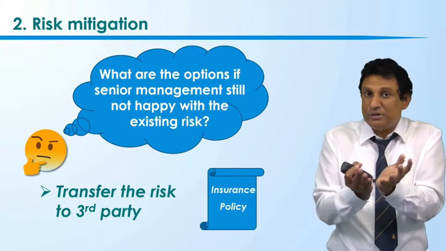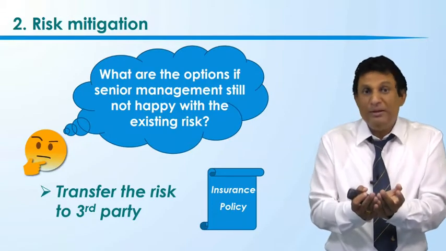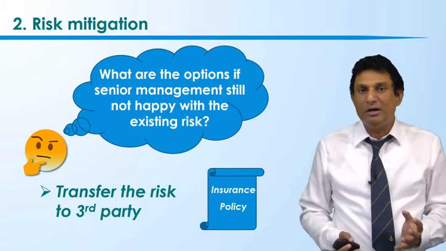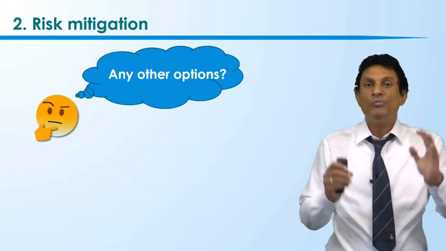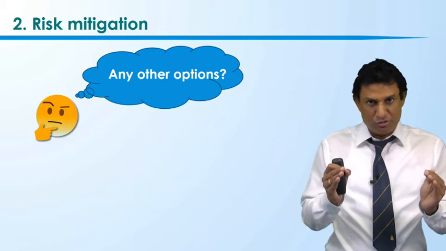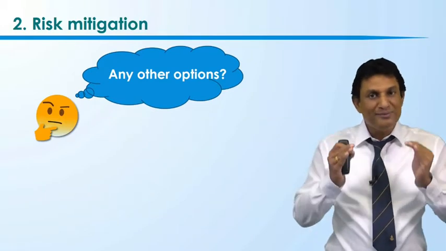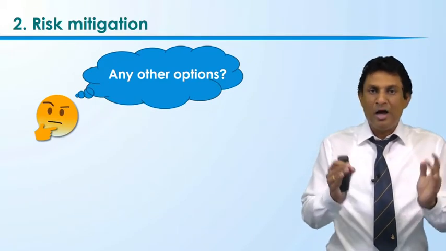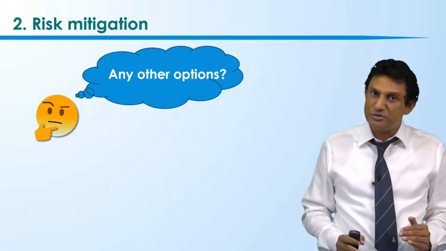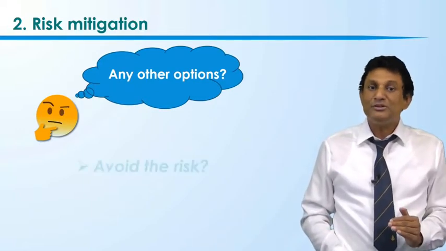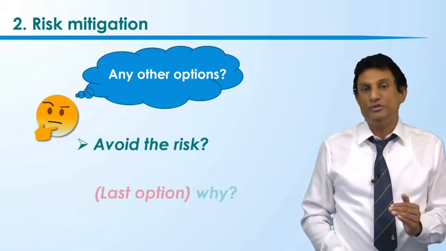And then if they're still worrying about the remaining risk, then we buy the insurance and transfer it to the third party. Okay, now we reduce the risk using controls. We transfer the remaining risk to third party. Do you have any other options? Yes. The last option I would say is to avoid the risk.